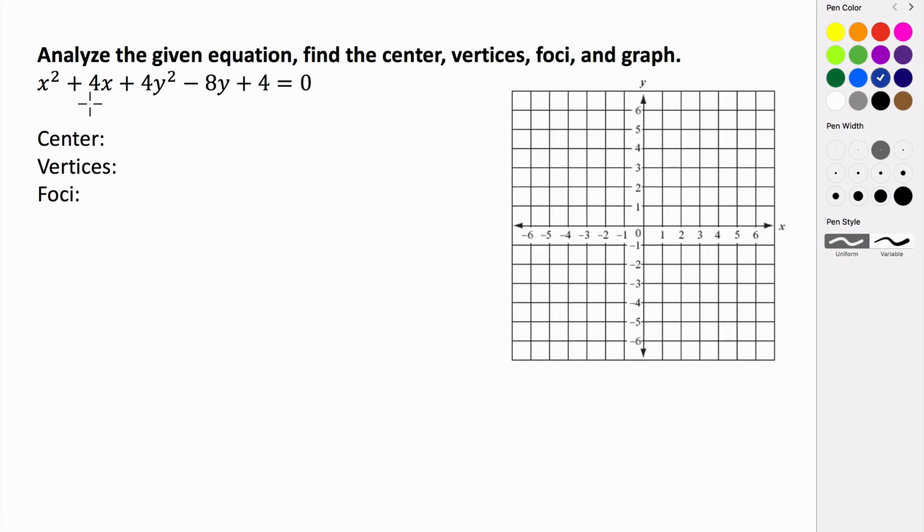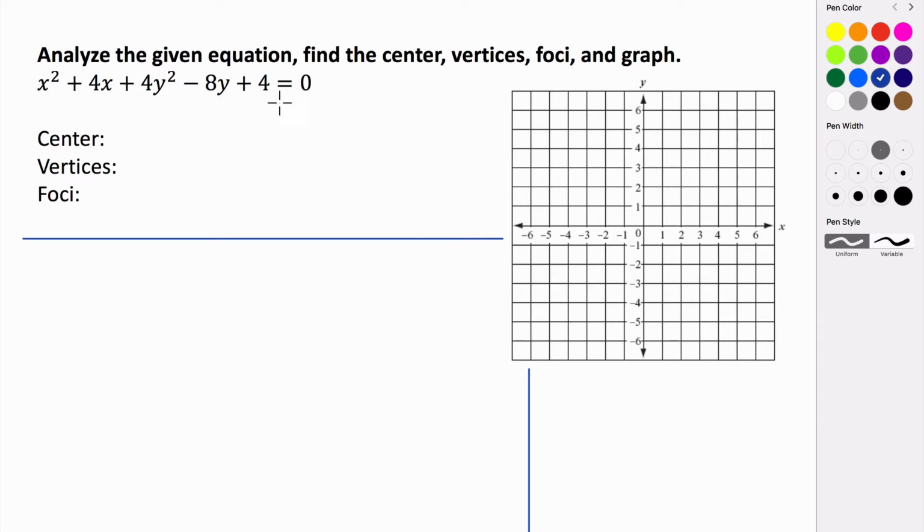For this next example, we are asked again to find the center, the vertices, the foci, and sketch a graph, and we're given this equation. Now, unfortunately, this equation is not in standard form, so we need to change it into standard form. So I'm going to do that down here. Probably use this area right here to do that.